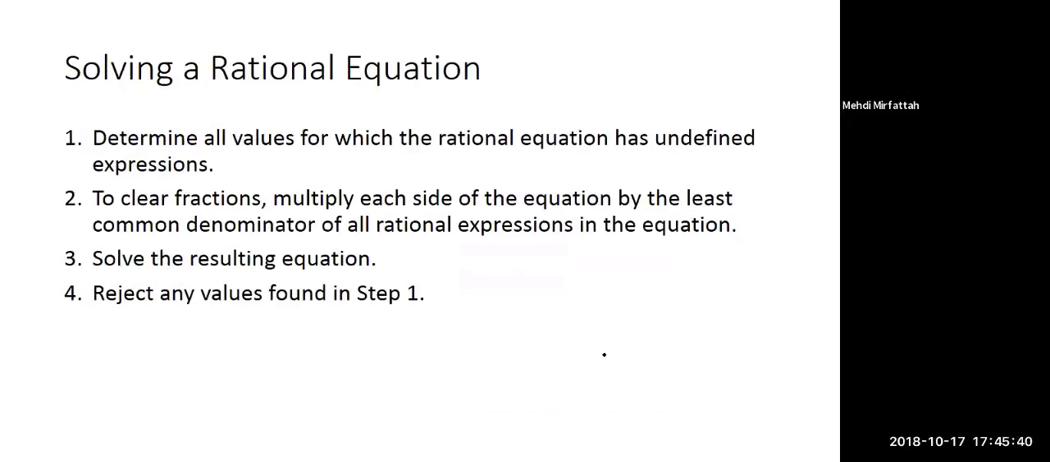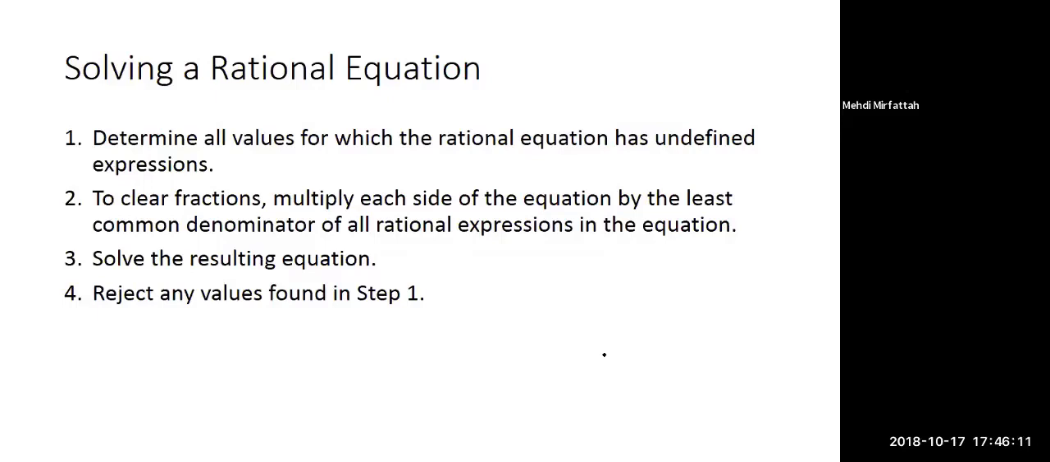Solving a rational equation. Step number 1, it says to determine all values for which the rational equation has an undefined expression. So we look at what we have at the bottom of the fraction, and we want to see for what value of x our expression becomes undefined. We let whatever expression is at the bottom of the fraction equal 0 and find those values.